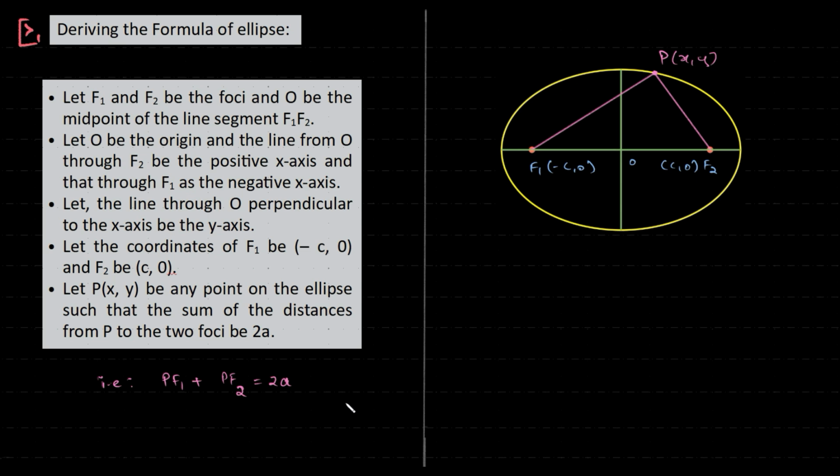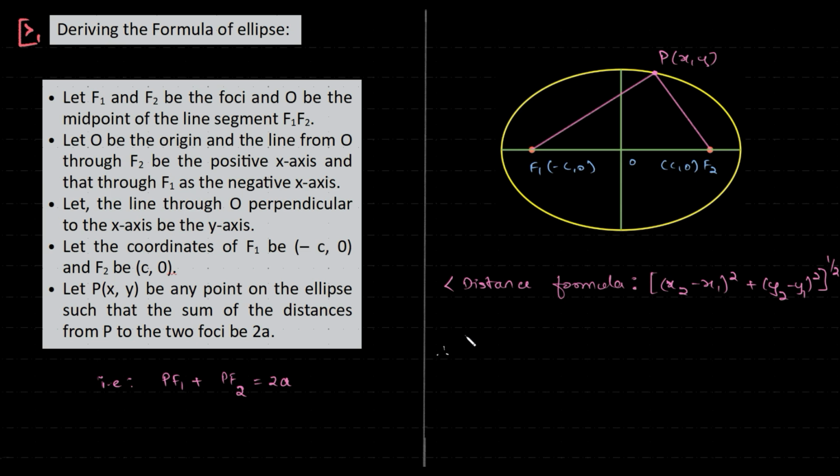Again, as usual, this derivation also starts with the distance formula. So first we will start off by writing the distance formula. The distance is the square root of (x2 minus x1) the whole square plus (y2 minus y1) the whole square. So that's your distance formula, right? Now let's apply it to each of these.